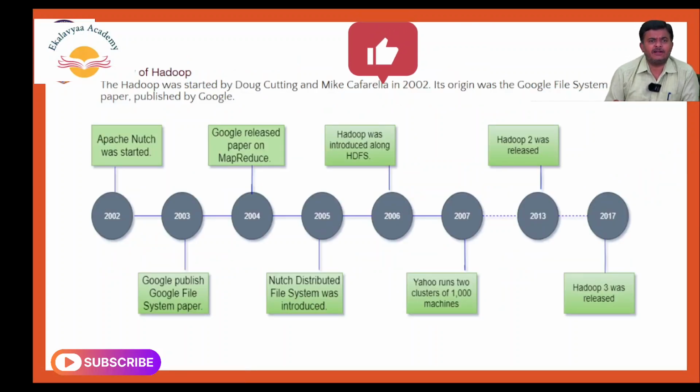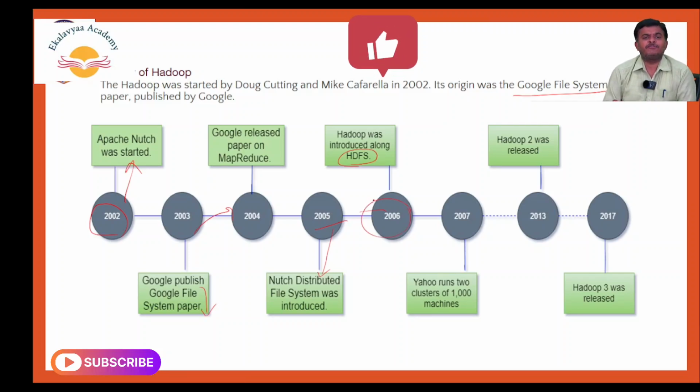We'll see the history of Hadoop. Hadoop was started by Doug Cutting and Mike Cafarella in 2002. Its origin was the Google File System paper published by Google. In 2002, first was Apache Nutch, which was started. Later, Google published the Google File System paper. Next, in 2004, Google released a paper on MapReduce, and in 2005, the Nutch Distributed File System was introduced. In 2006, Hadoop was introduced along with HDFS. So this is the starting point for Hadoop.